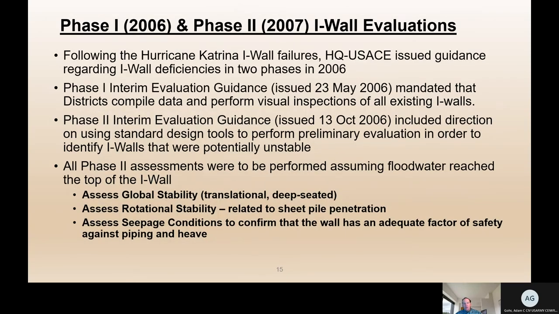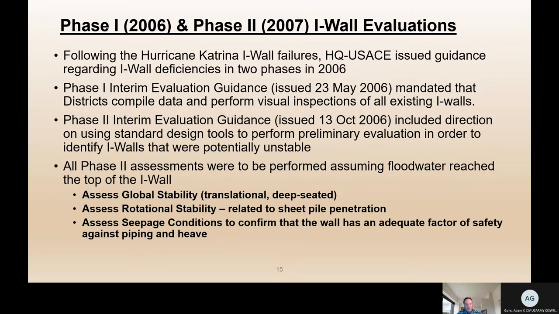And then after Katrina, the Corps of Engineers did a massive self-examination, as I spoke of before. And part of that was a data collection on how many other I-walls do we have? What condition are they? Could this happen again? Congress wanted to know the answer to all those questions. So they performed a phase one and phase two I-wall evaluation study.